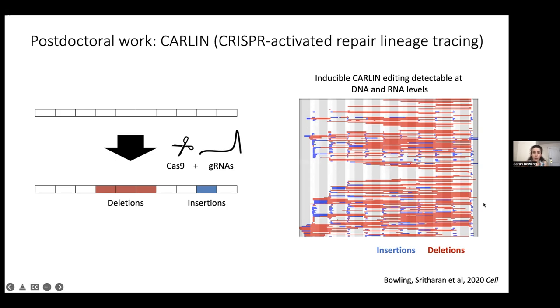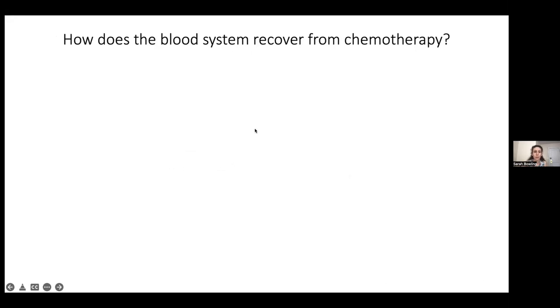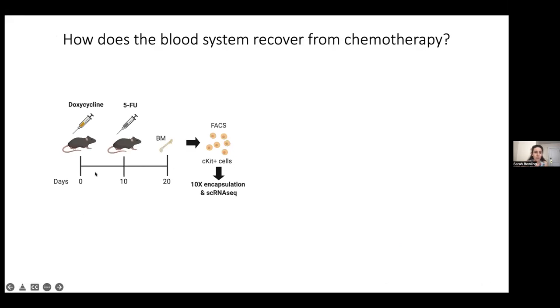So one of the first questions we tackled with Carlin was understanding how the blood system recovers from chemotherapy treatment. To understand this, we barcoded mice using doxycycline. We then treated mice with the chemotherapy reagent 5-fluorouracil, or 5-FU, which causes ablation of a significant proportion of the blood cells in the mouse. 10 days later, we took a range of progenitor cells from the bone marrow of these mice, just as they're recovering from chemotherapy, and we performed 10x encapsulation and single cell sequencing.